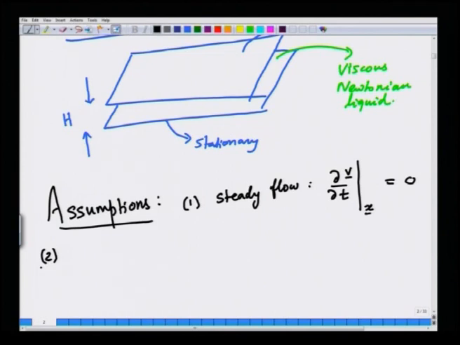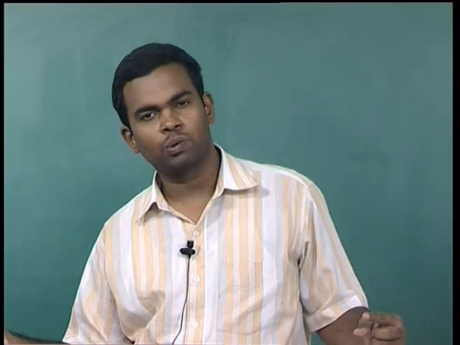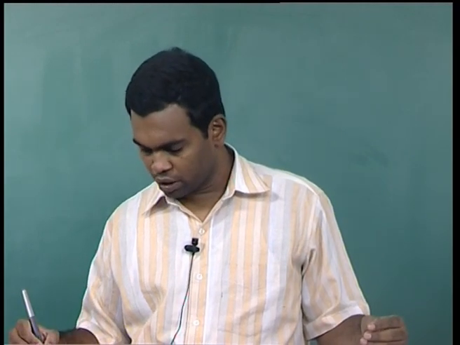Now, the other assumption that we are going to make is a geometric assumption. Suppose you consider the width W of the plate and the length of the plate L. We are going to consider the limit that L is large compared to h, and W is large compared to h. That is, you have a very long and broad plate, and the gap thickness between the two plates is very small compared to the length of the plate as well as the width of the plate.